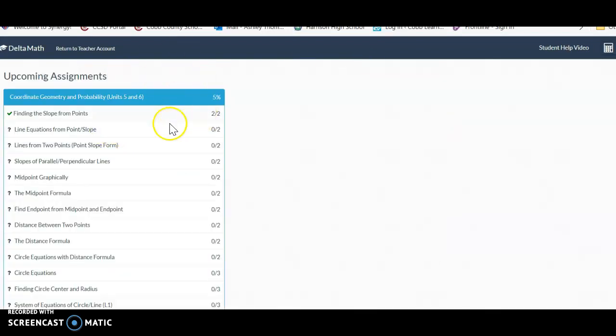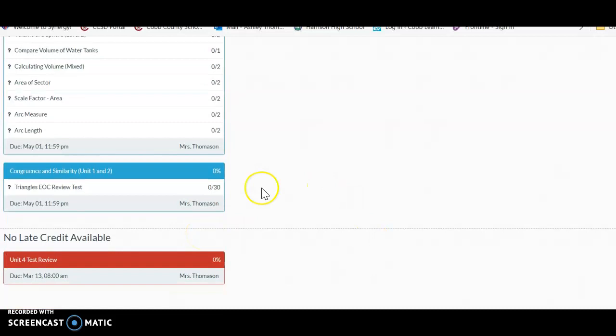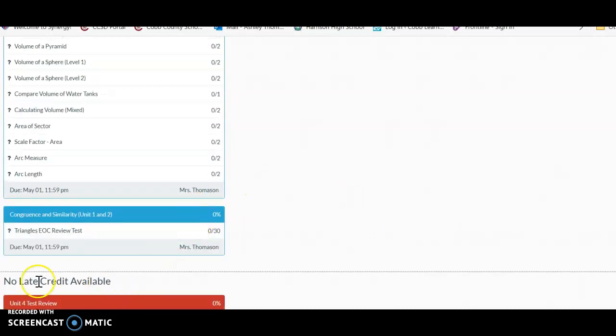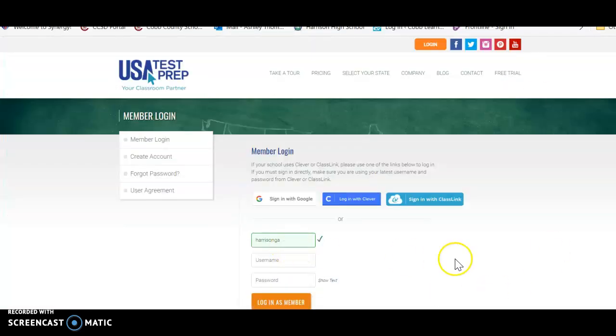So you'll work your way through this entire thing. You need 100% on each of these in order to be eligible for the test replacement. Not this Unit 4, that's from before. So these 3 blue things, you're going to do all of those, and then after you've done all of those, you'll go to USA Test Prep. So here's USA Test Prep. If you don't have an account, you can create an account. There are specific instructions with all the information you need posted to my blog.